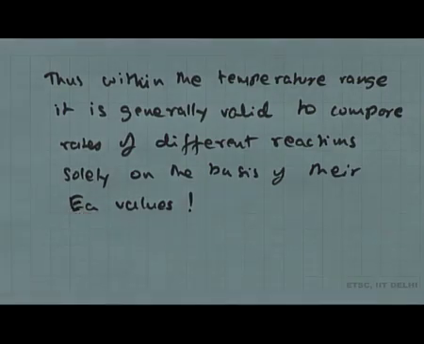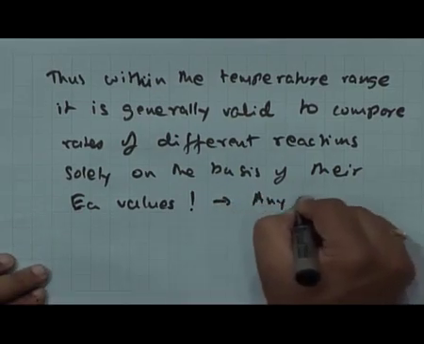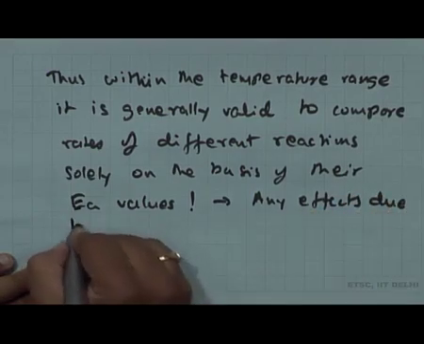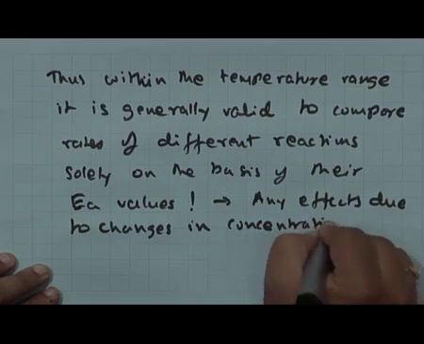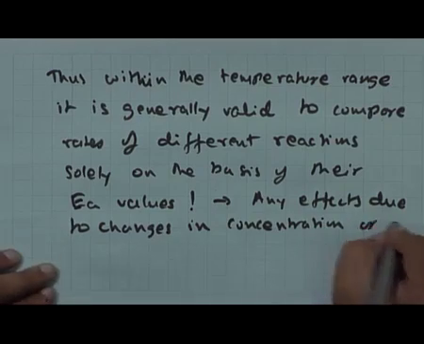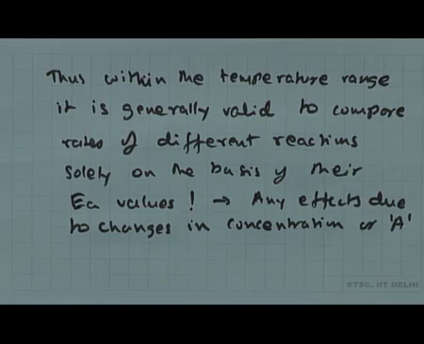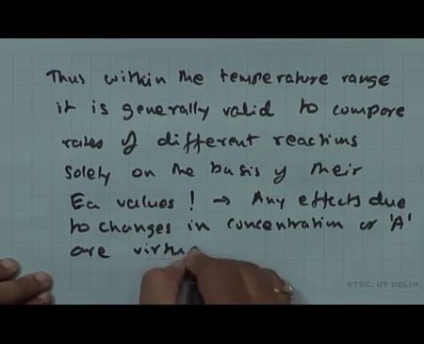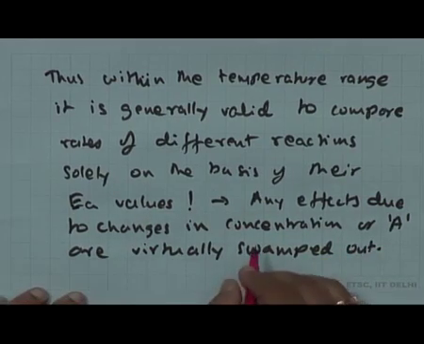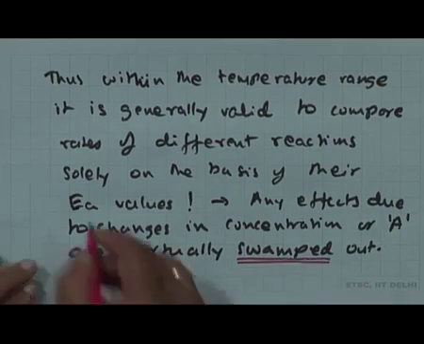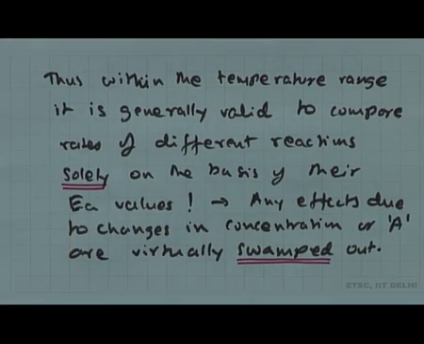And why? Because any effects due to changes in concentration, or A, the pre-exponential factor, are virtually swamped out, they are completely masked. I can say solely on the basis of their activation energies. Why? Because their effects are negligible when the effects of A or concentration are negligible as compared to the influence that EA has on the reaction rate.